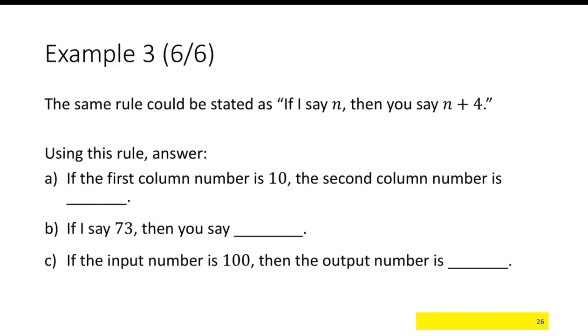So, the same rule can be stated again. If I say N, then you say N plus 4. So if the first column number is 10, the second column number would be 10 plus 4, or 14. If I say 73, then you say 73 plus 4, or 77. If the input is 100, then the output would be 100 plus 4, or 104.